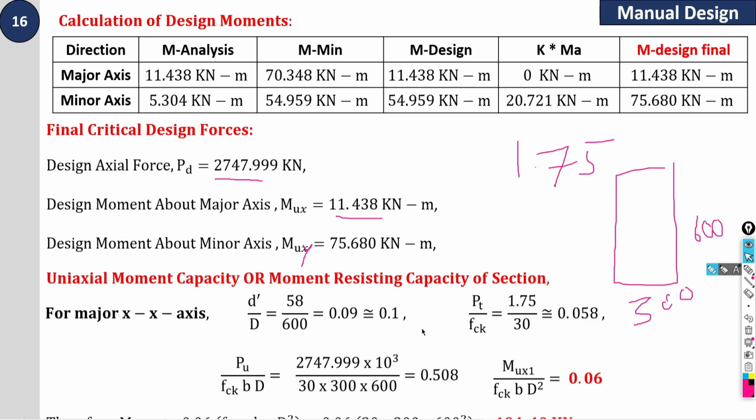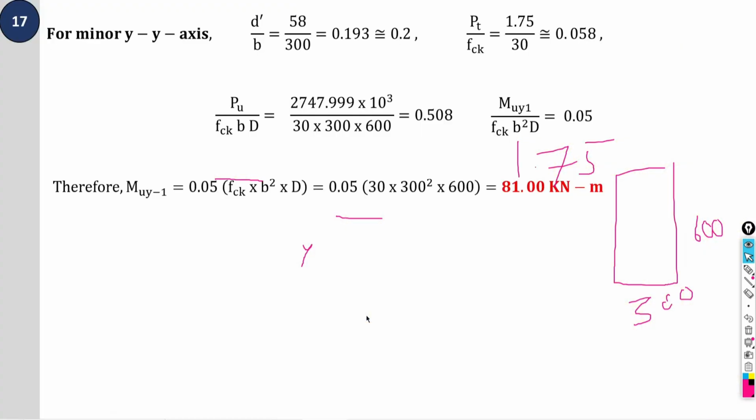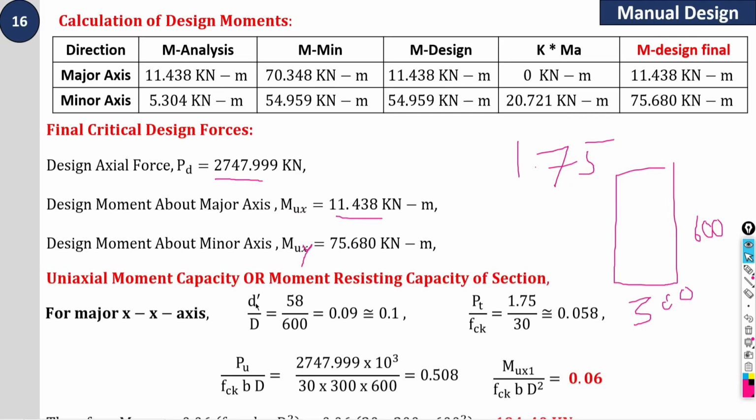And for that, it might be in your knowledge, d dash by D is 58, sorry, 58 divided by 600, 0.09 it is coming. I am going to round off this value as 0.1. PT by FCK is 1.75 divided by 30, 0.058. PU by FCK BD is 2747999 divided by 30 into 300 into 600, it is coming out to be 0.58. Now it is what?